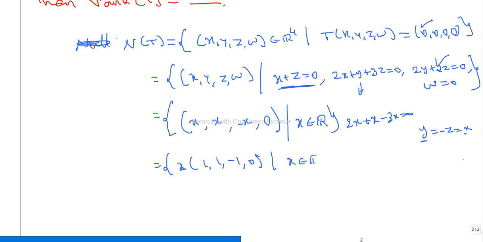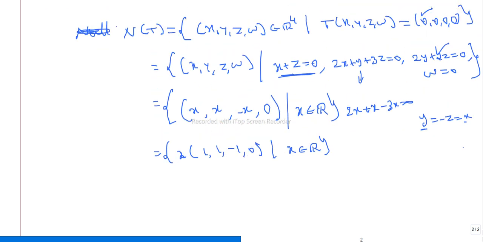in R. So this is a space. This space is spanned by only one vector, namely (1, 1, -1, 0). Therefore this is the basis for this one. Therefore the dimension, or the nullity of the transformation T, is 1 by rank nullity theorem.